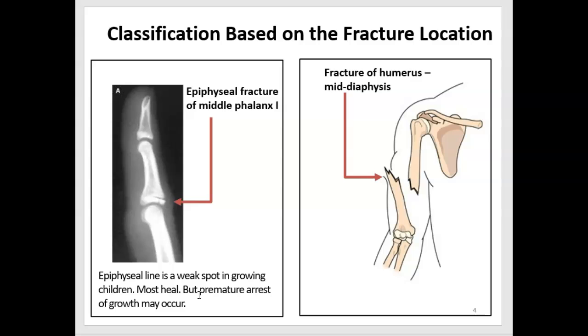Middle phalanx 1, epiphysis. On the right, we have the fracture of a humerus, and one way to describe the location would be in the diaphysis, right in the middle, so mid-diaphysis.